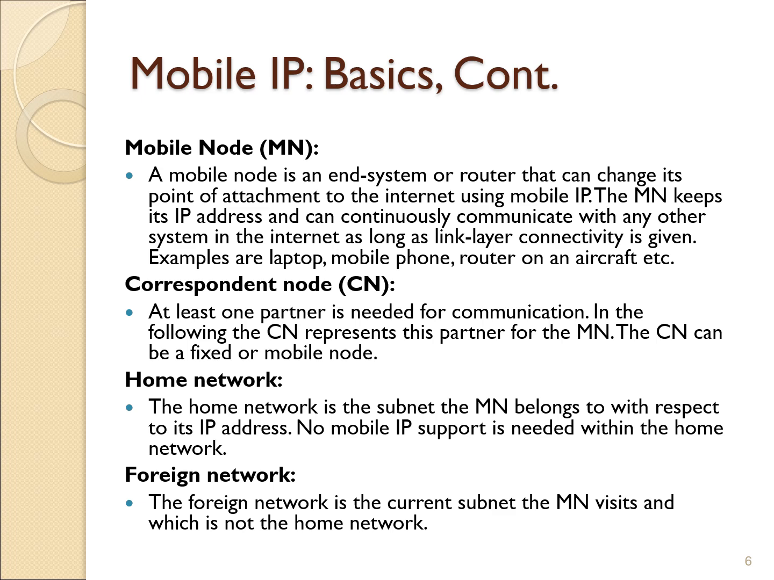Next is the home network. The home network is the subnet the MN belongs to with respect to its IP address. Mobile IP support is not required within the home network. Next is the foreign network. The foreign network is the present subnet the MN visits, which is not the home network. Next is the foreign agent. The foreign agent can be the default router for the MN. The foreign agent can also offer security services since it belongs to a foreign network, as opposed to the MN, which is only visiting. So since it is only visiting, it can oppose or it can accept.